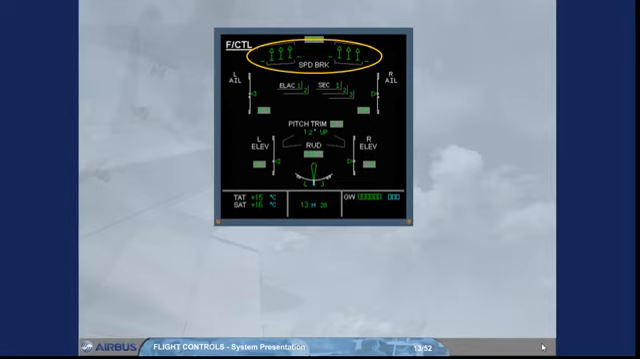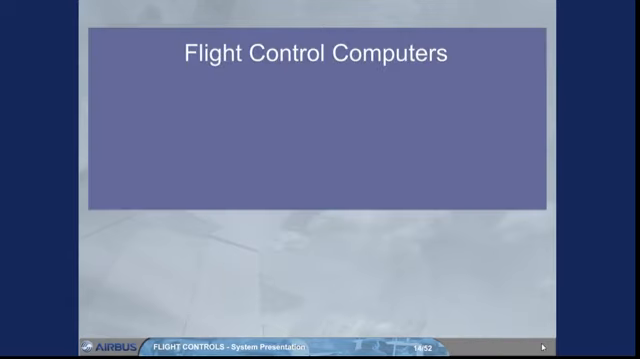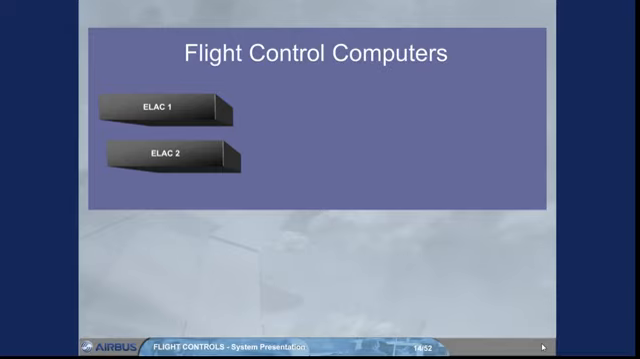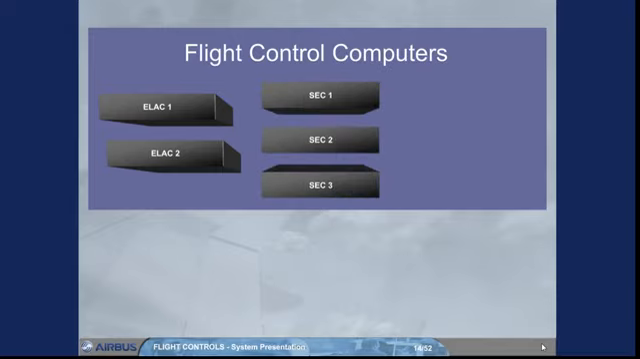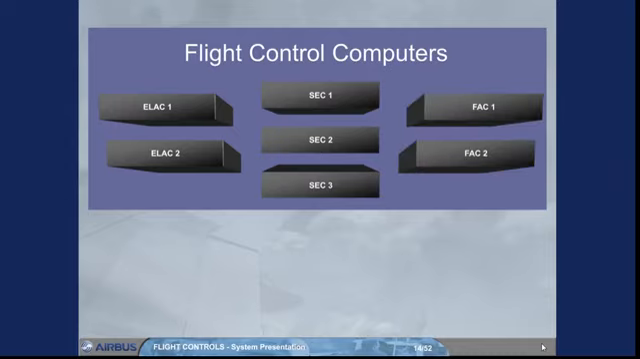Now, we will look at the flight control computers. The movements of the flight control surfaces are managed by 7 computers. These are 2 elevator and aileron computers, ELAC, 3 spoiler and elevator computers, SEC, and 2 flight augmentation computers, FAC. Note, FAC computers belong to AFS computers. They do not appear on the ECAM flight controls page.